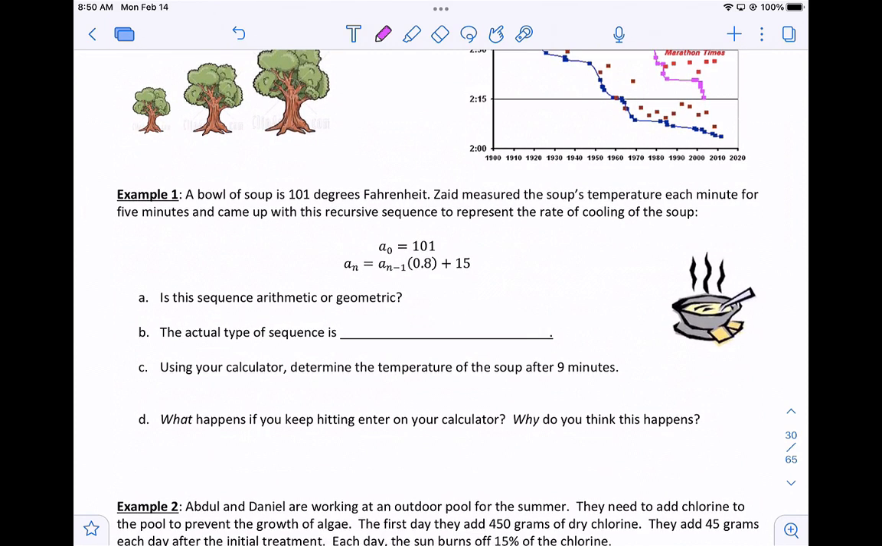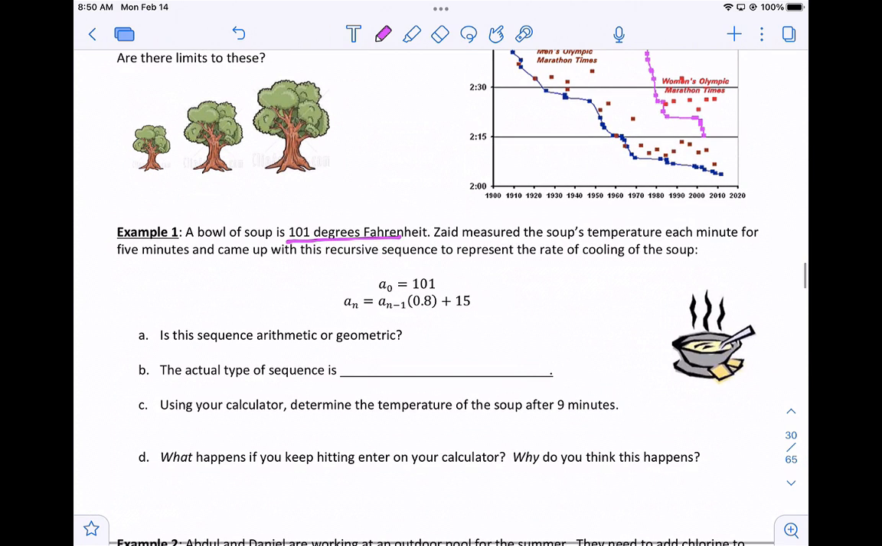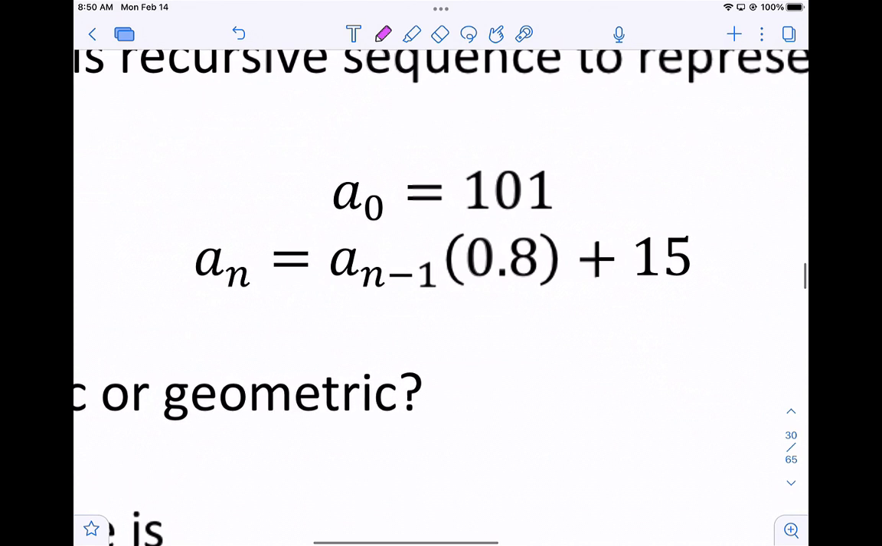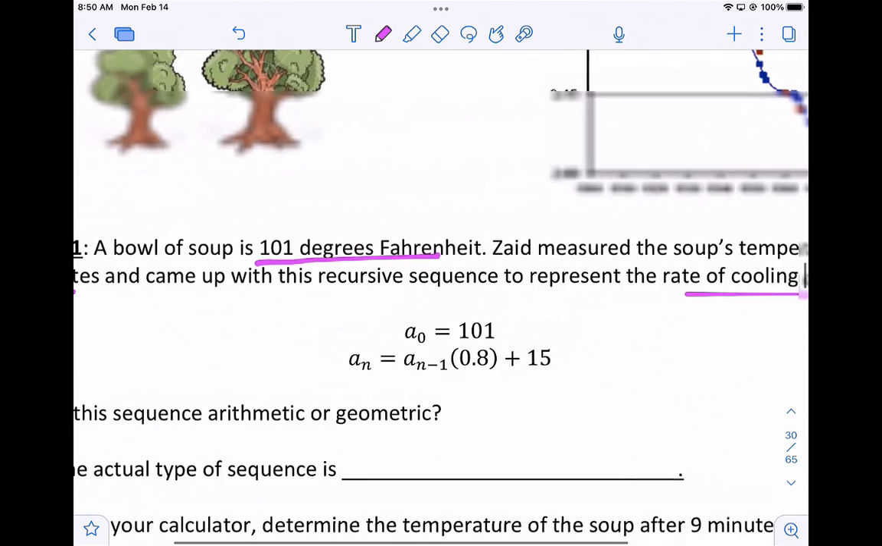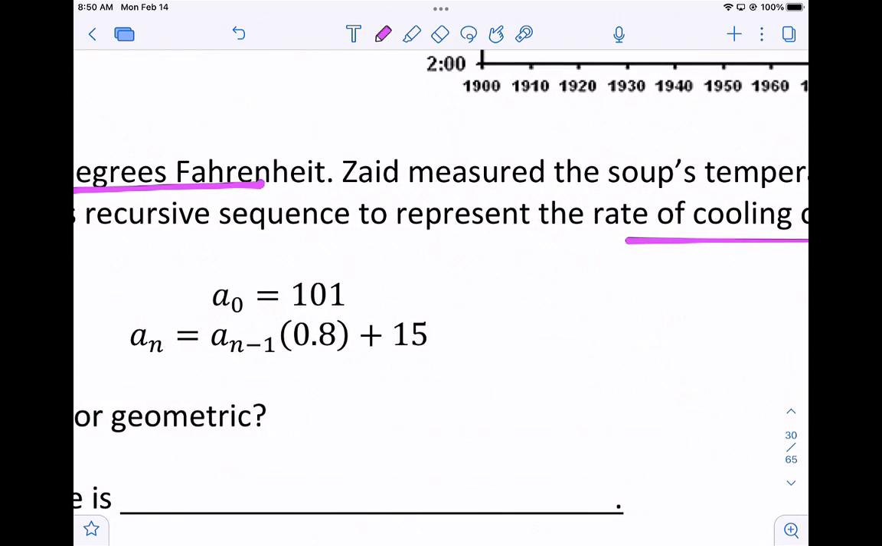A bowl of soup is 101 degrees Fahrenheit. Zaid measured the soup's temperature each minute for 5 minutes and came up with a recursive sequence to represent the rate of the cooling soup. We can see the initial value, 101 degrees. And the recursion, what it means is each minute the soup loses 20% of its temperature, but then we're adding 15 degrees to that.